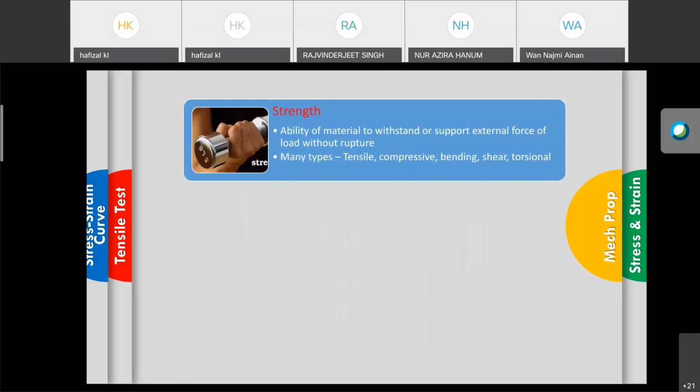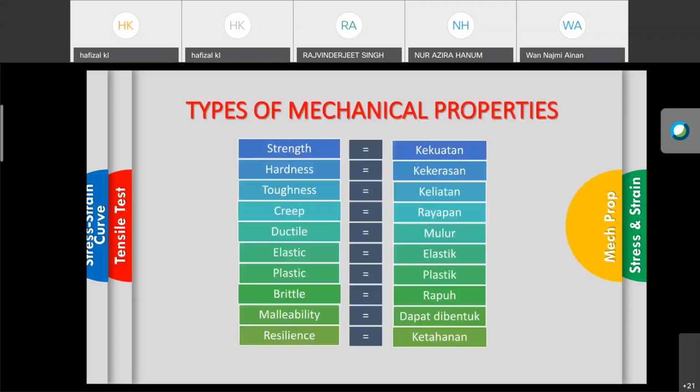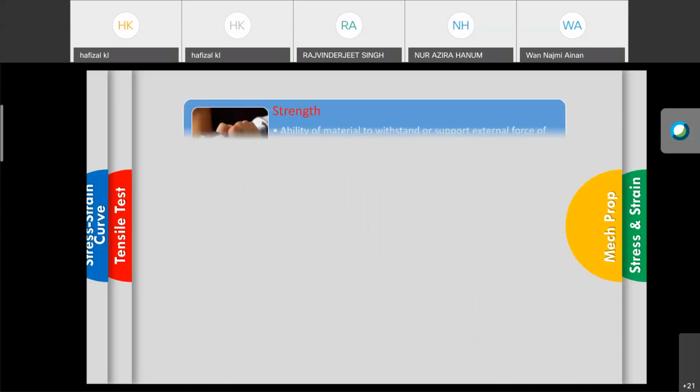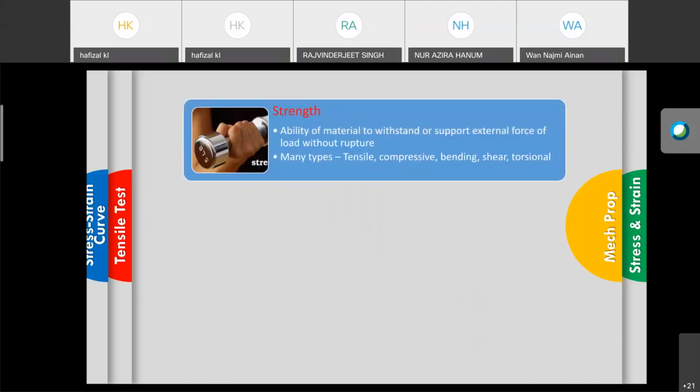For strength, it is basically the ability of a material to withstand or support external force. Strength is kekuatan. So when we introduce external force, it can be withstood, a load without rupture. Rupture, if we talk about deformation, is at the final stage when it will break.